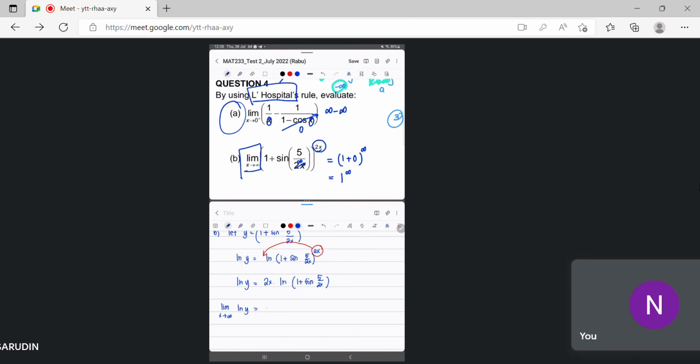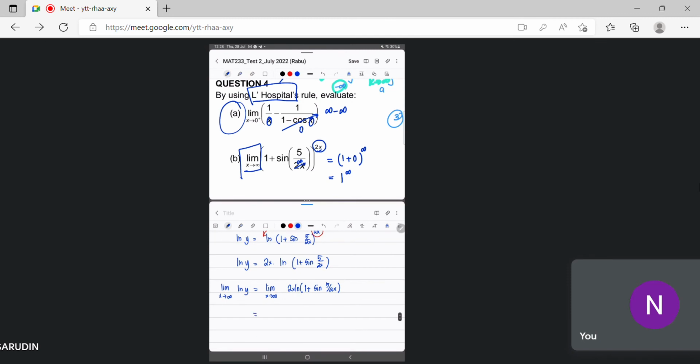Right hand side pun kita kena letak limit. Okay, since this is not related to differentiation ke, so kita kena selesaikan menggunakan L'Hopital rule. So in order to apply the L'Hopital rule, then whatever it is, kita nak dapatkan apa? 0 over 0 or infinity over infinity. Itu main kita.